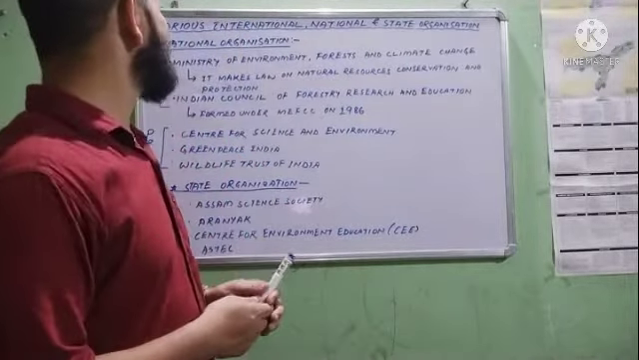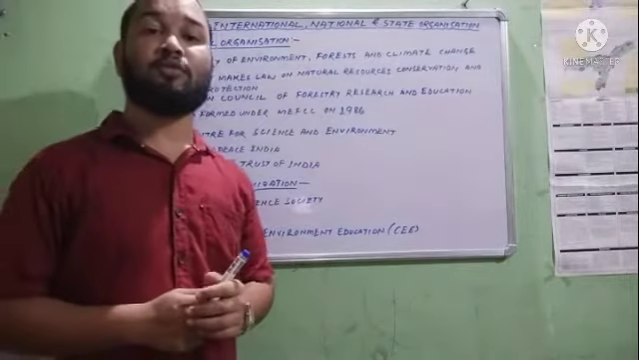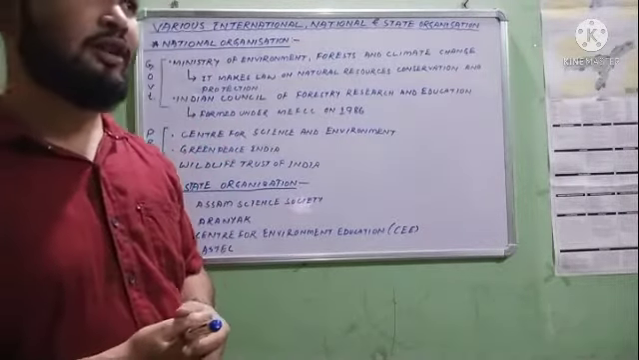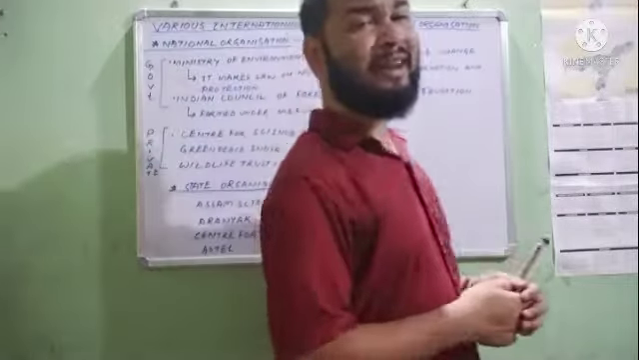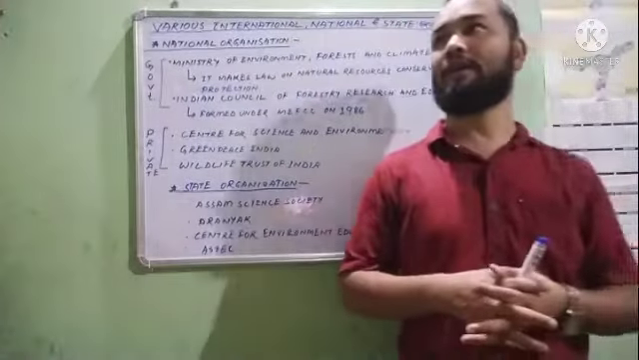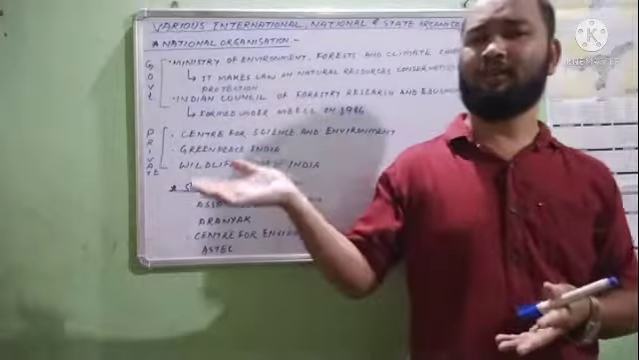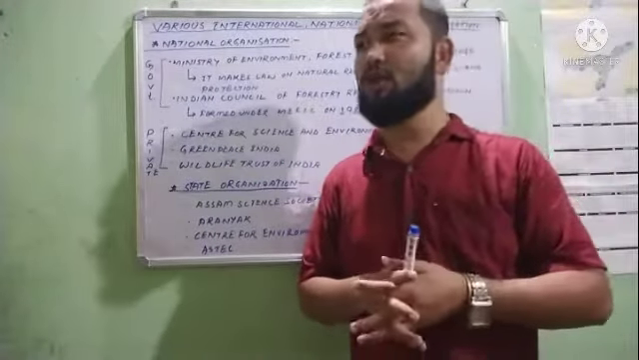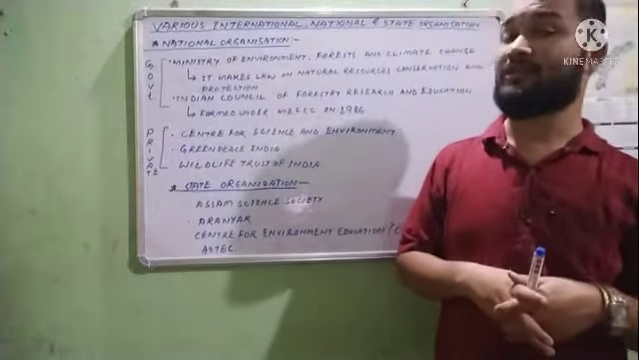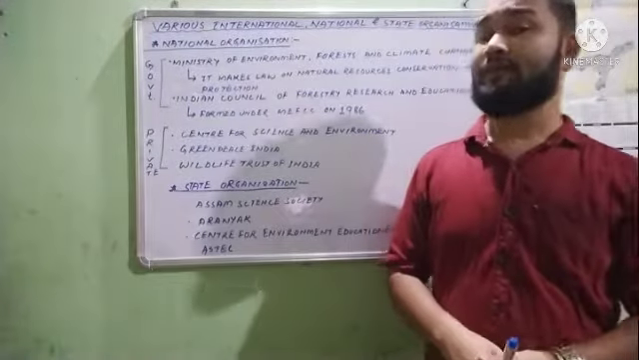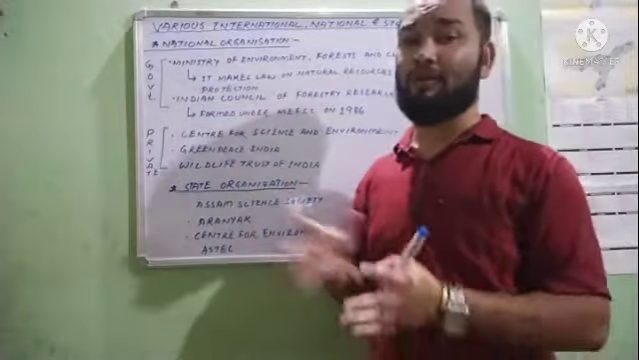So next is national organization. We have already discussed international organization. Now we'll discuss national organization. There are very few national organizations. Some of them are government organizations, some of them are private organizations working for the conservation of natural resources. Okay, the first one, we will discuss the government organization.